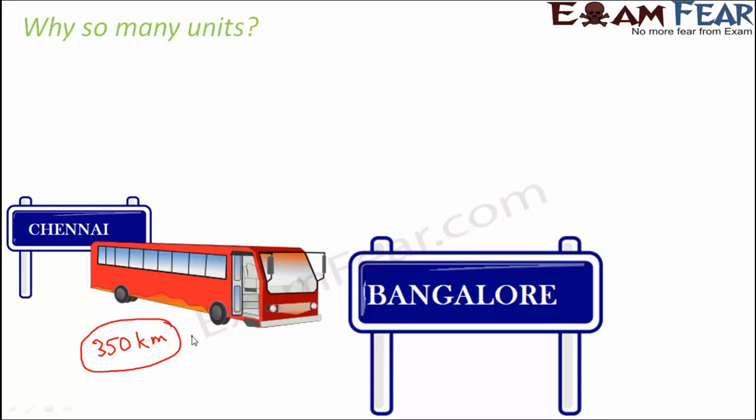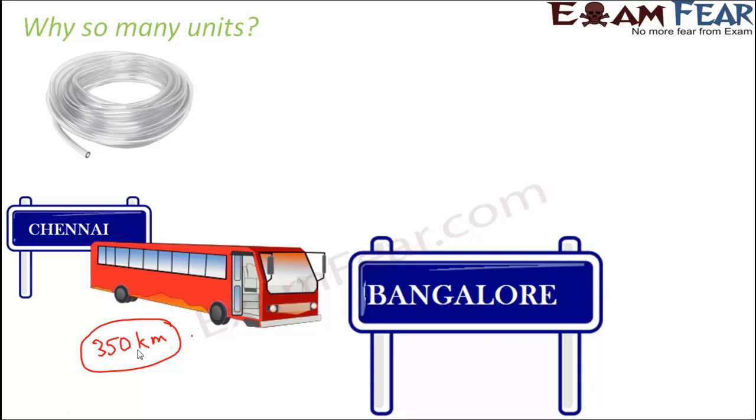Since the distance here is very huge, we need a bigger unit to express it easily. So we have expressed it in kilometer, a bigger unit, which is used to measure long distances. The distance between two cities or two countries is expressed in bigger units. Kilometer is not the biggest unit, but among the units which we have discussed, kilometer is the biggest.